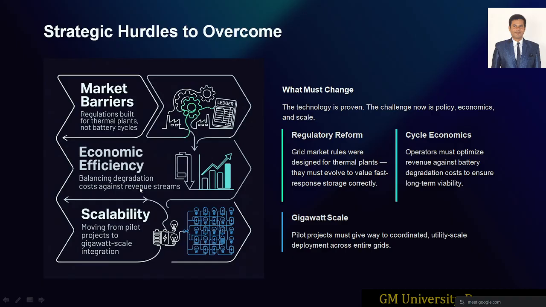So the economics will also be affected, and the efficiency will also keep decreasing. Okay, so the cost against the revenue will also come into play.